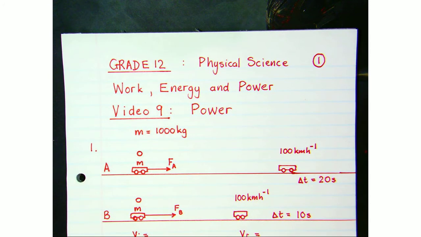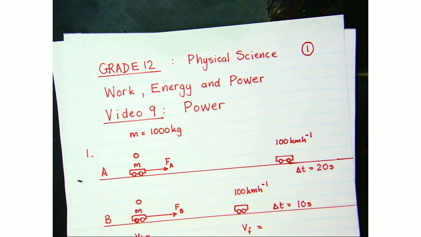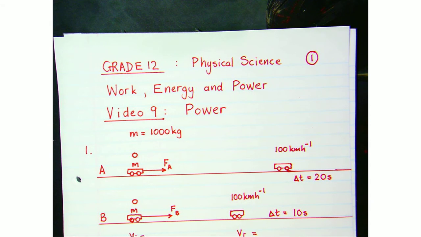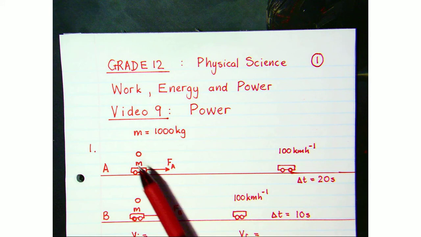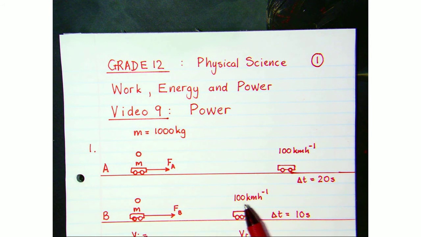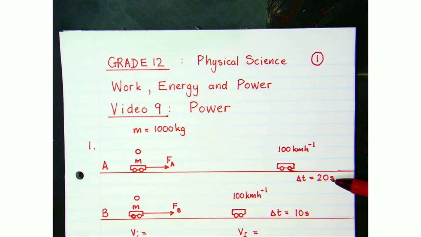We've got two cars, same mass, car A and B, and they're being accelerated to the right from rest, and both cars reach a speed of 100 kilometers per hour. Car A reaches that speed, goes from 0 to 100 in 20 seconds, and car B goes from 0 to 100 in 10 seconds. And we're going to calculate how much work has been done by the cars' engines.